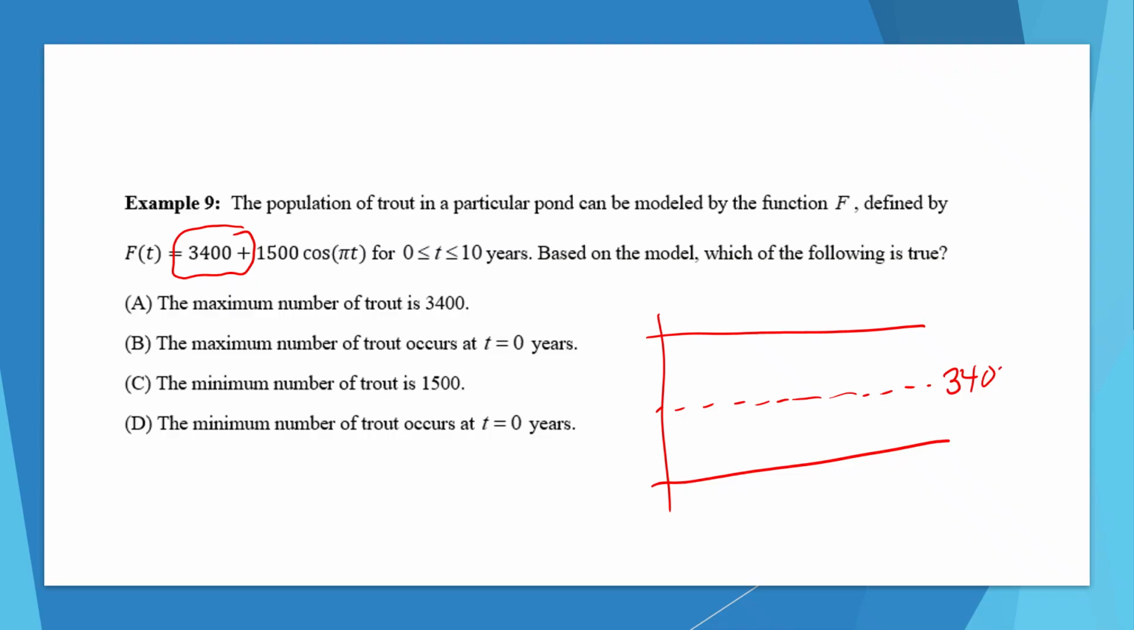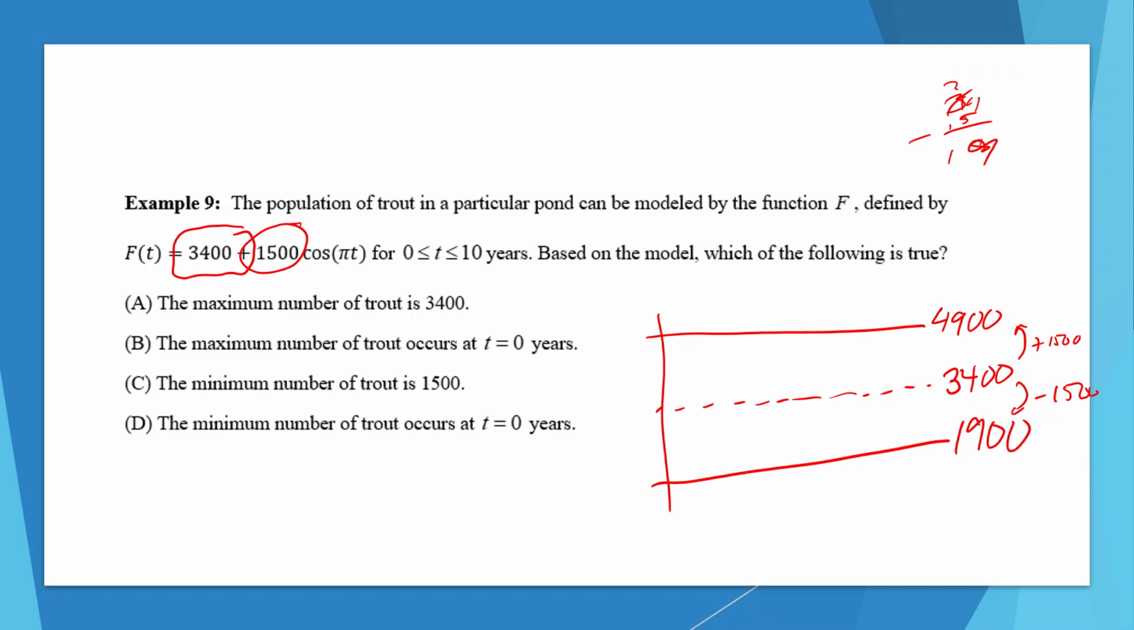So 3,400 should be our midline, but then our amplitude is going to be 1,500. So doing 3,400 plus 1,500, you should get 4,900. That's going to be our maximum value. Our minimum value is going to be 3,400 minus 1,500, which is 34 minus 15, is 19. So here you should get 1,900 as your minimum.